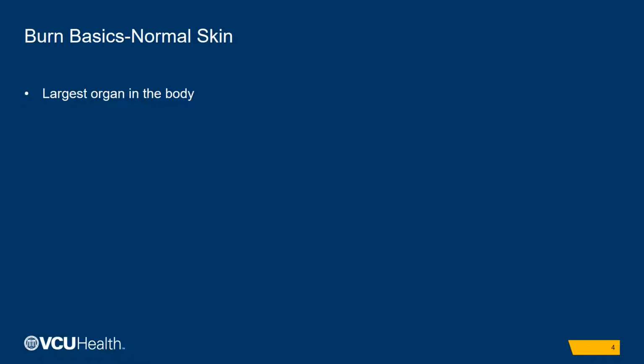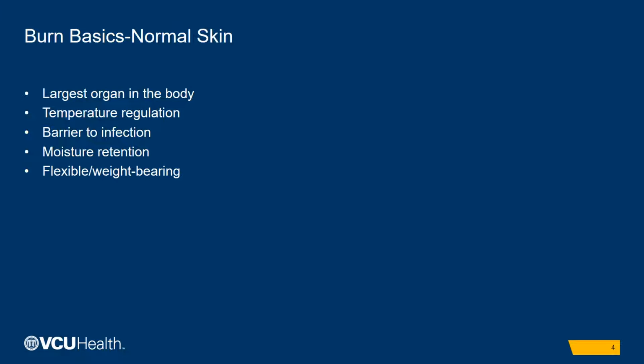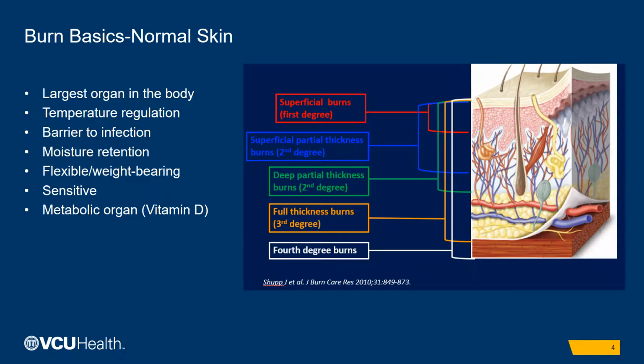Normal skin is an amazing organ. It's the largest organ in the body. It is the primary method that our body has of temperature regulation. It's the primary barrier to infection that we have. It's the primary mode of moisture retention for our entire organism. It's flexible. It's weight-bearing. It's sensitive. It's a metabolic organ. It helps with the processing of vitamin D gathered from sunlight.